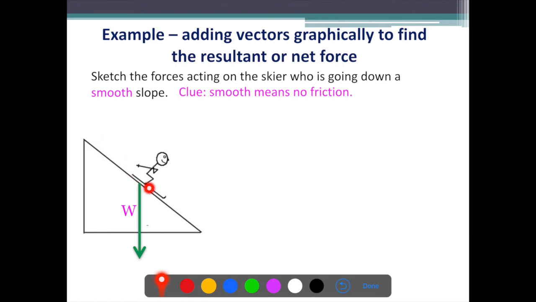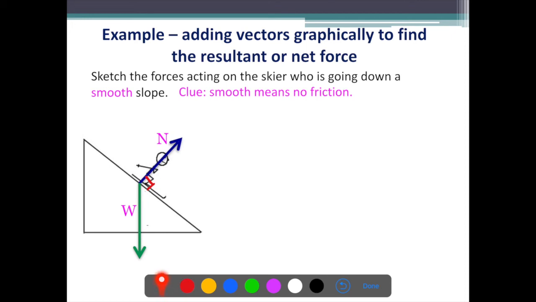Okay, the skier is in contact with this slope. So the slope is providing some kind of support to the skier. So you'll have a support force or a normal force. And the normal force is always perpendicular to the supporting surface. So that's perpendicular. That angle is 90 degrees.